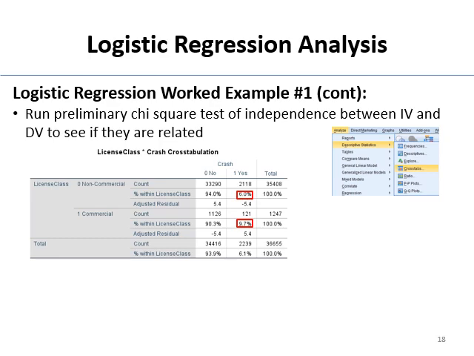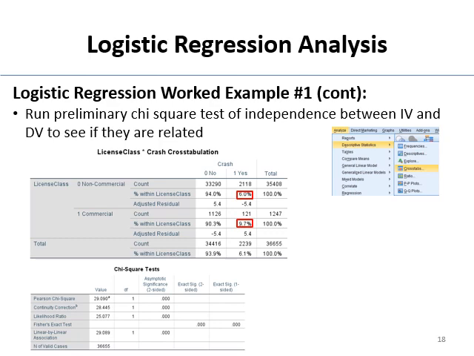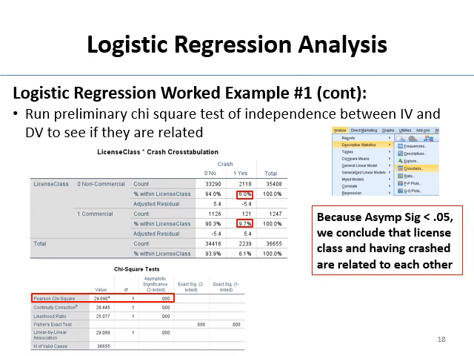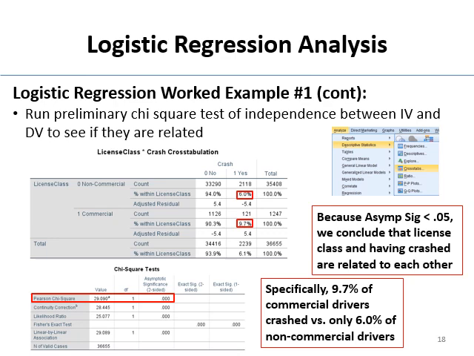So that's over a 50% increase, right? 9.7 appears to be higher than 6, right? Is it statistically significant? There's our chi-square. We look at that first row there, and our sig is less than 0.05, so yes. Because our sig is less than 0.05, we conclude that license class and having crashed are related to each other. And in fact, we can look at the standardized adjusted residuals, and we can see that it's negative for non-commercials, negative 5.4, and positive 5.4 for commercial.